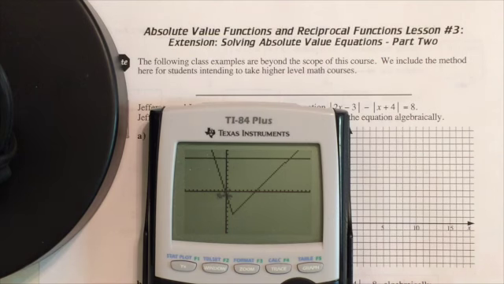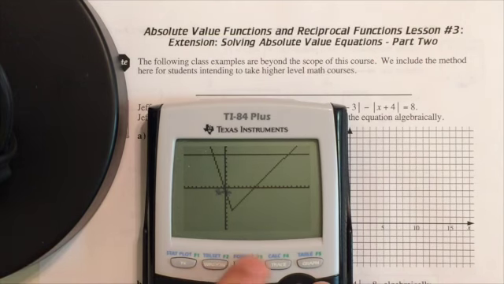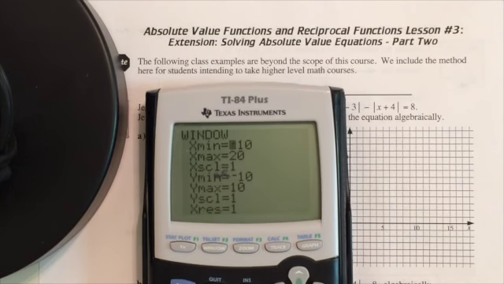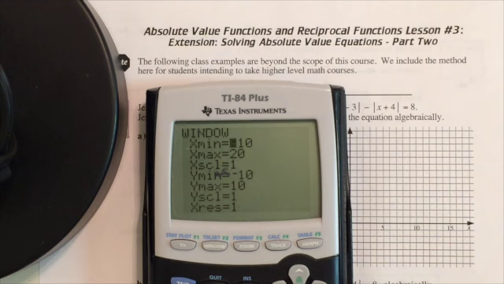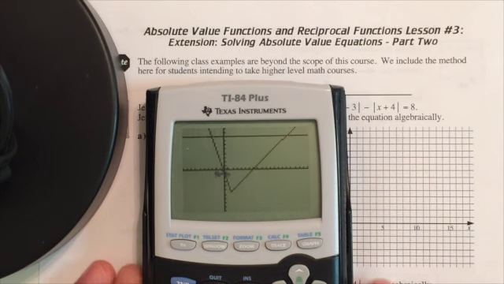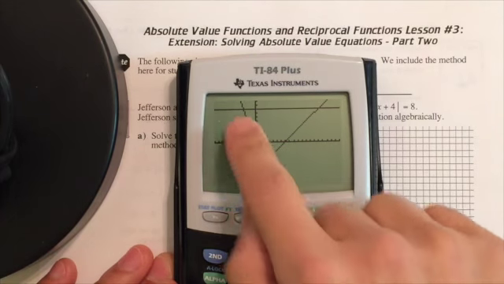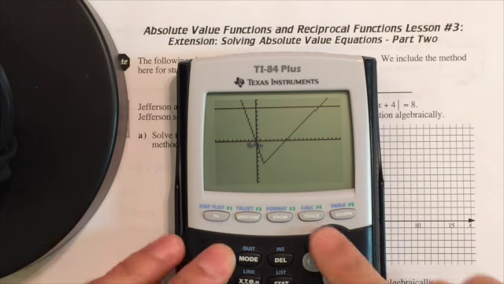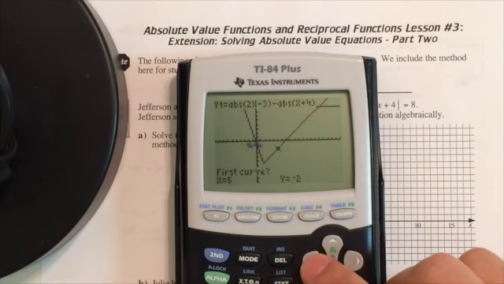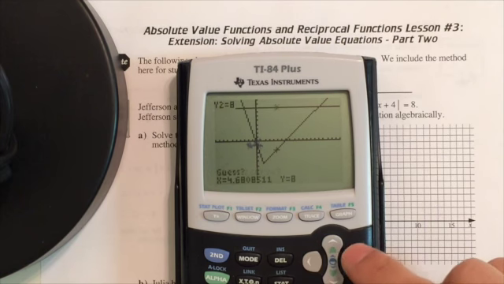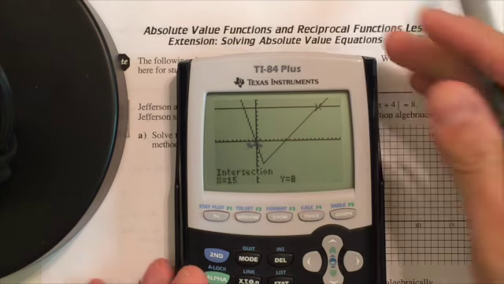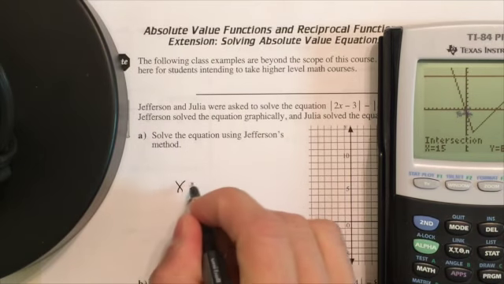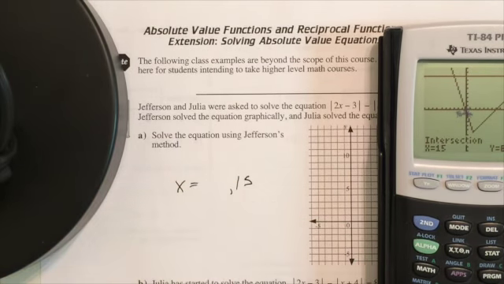I adjust my window settings so I could have the whole thing on my graph. So my window settings look like this: negative 10, 20, 1, negative 10, 10, and 1. Okay, so what we want to do is find out where these lines intersect my line at positive 8. And so I'm going to look for my intersection points, and I'm going to guess where that's going to intersect, and I think it intersects right over here. So I have one value at x is equal to 15, and there looks like there's one in the negative, which is why I left some space here.